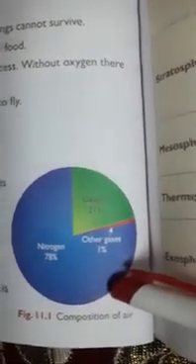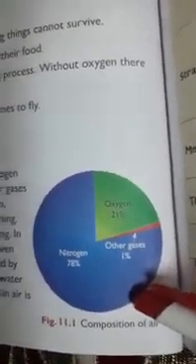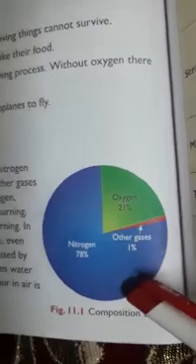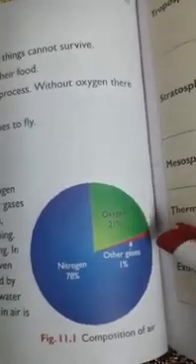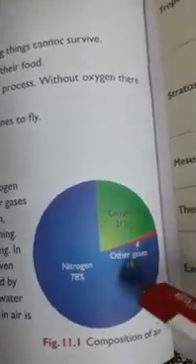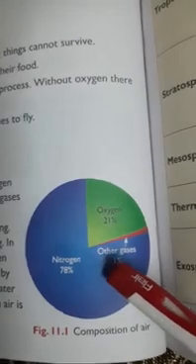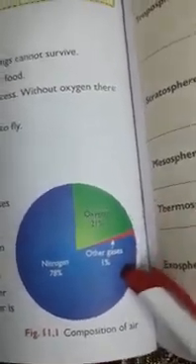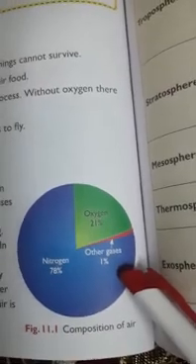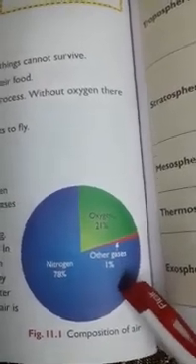And now we will see the composition of air. Air is present everywhere around us. The layer of air around the earth is called atmosphere, and the composition of atmosphere is 78% nitrogen, 21% oxygen, and 1% other gases, dust particles, smoke, etc. Okay, so we will see now atmospheric layers.